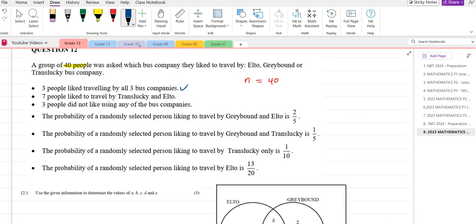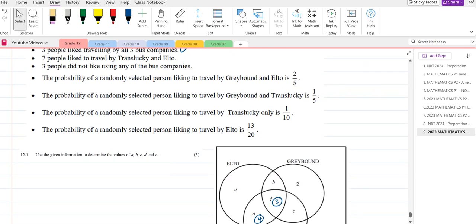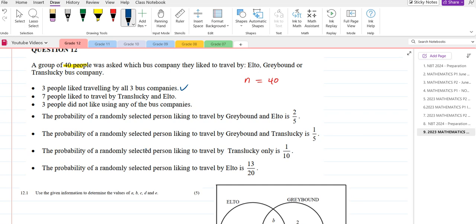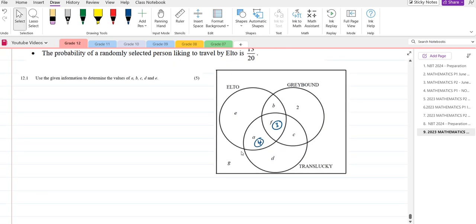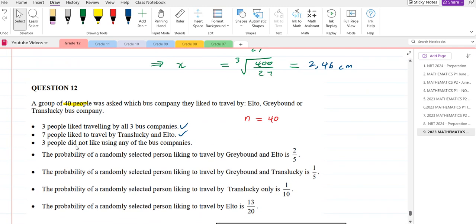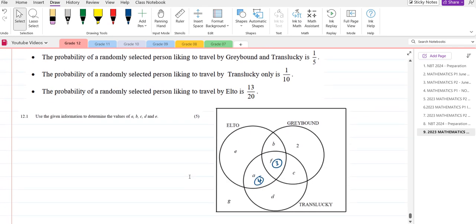7 people like to travel by Translucky and Alto. Translucky and Alto, 7. So the value of A is 4, right? So that's done. Translucky and Alto is the intersection between these 2 circles. 3 plus 4 is 7, right? 3 people did not like using any of the bus companies, so that's going to be on G. So 3 is going to be outside, right? Perfect.